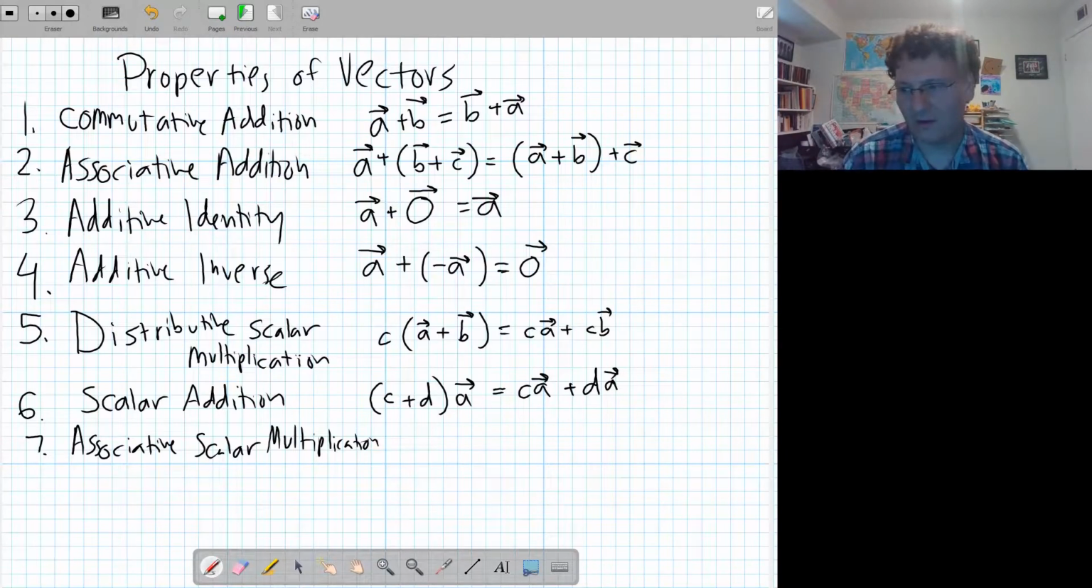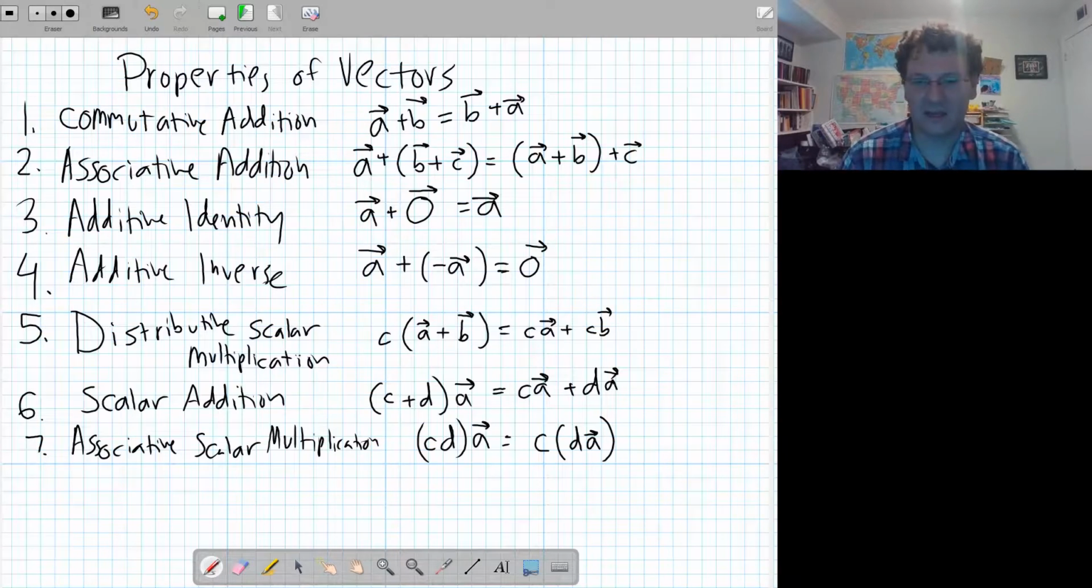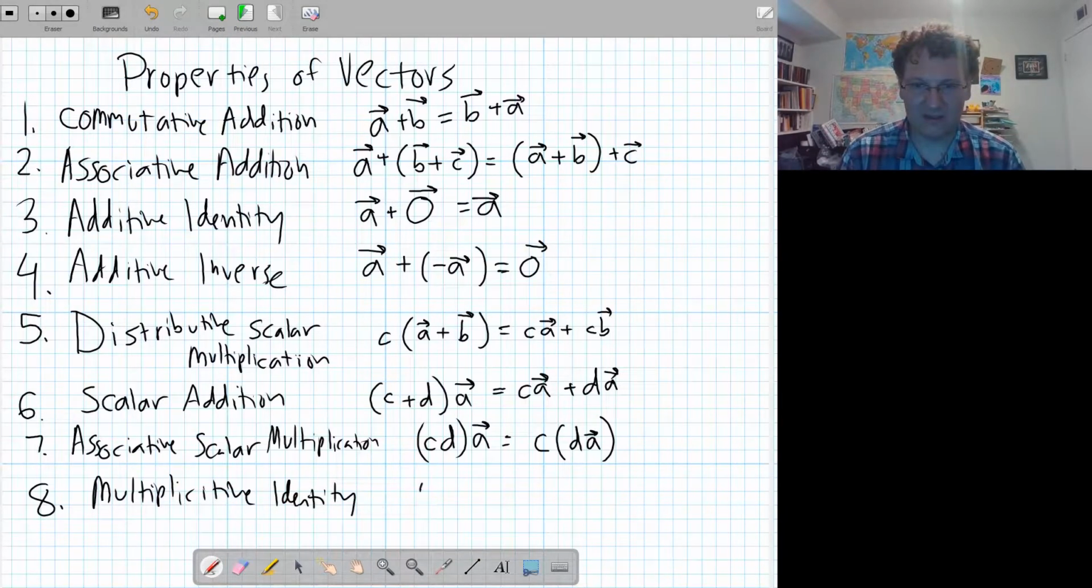Okay, so if you have scalars c and d multiplied by each other times vector a, you could just as well multiply d times a first and then multiply by the scalar c. It's not going to make a difference. And then the multiplicative identity. It's just the number 1 times any vector is going to be that vector.